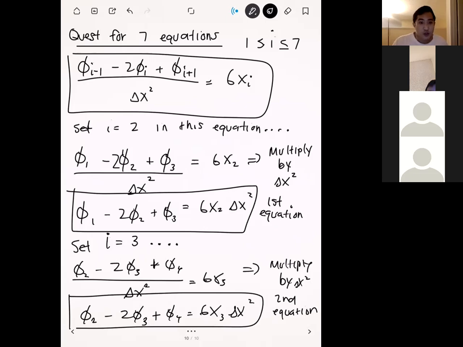And so as you can imagine, we can keep applying this over and over again until we get all of our equations, okay? I'm going to continue that on the next page, but are there any questions on this page before I move on to the next one? Okay. All right, and so let's continue on.